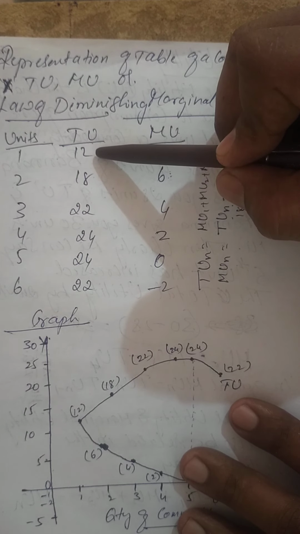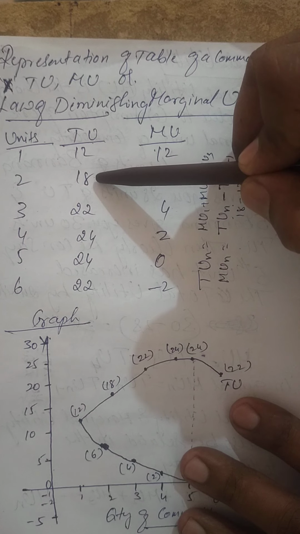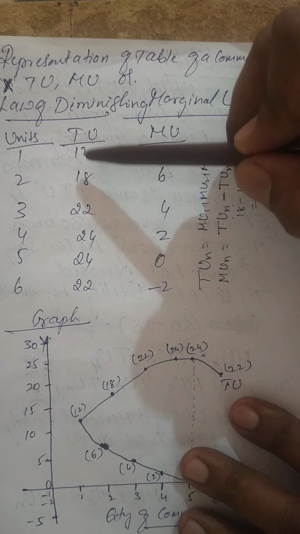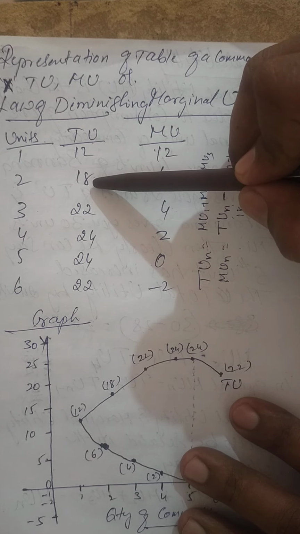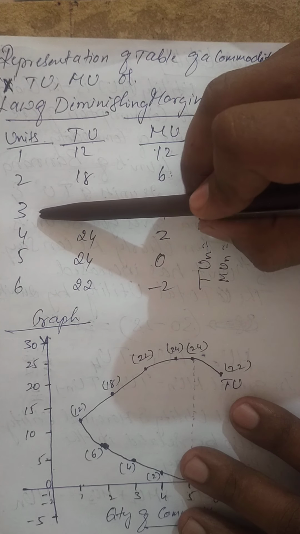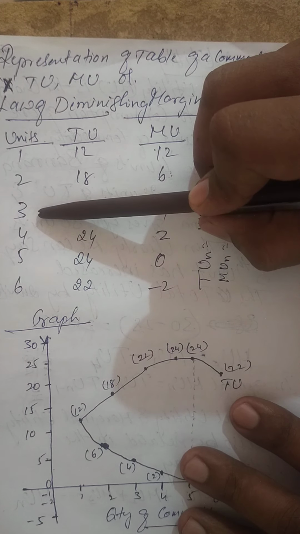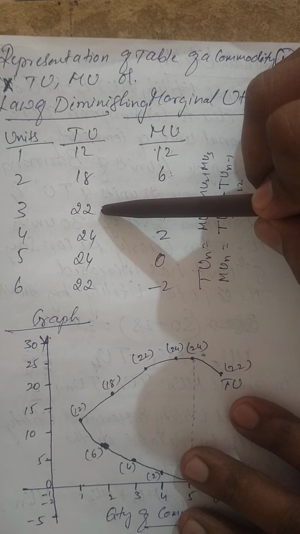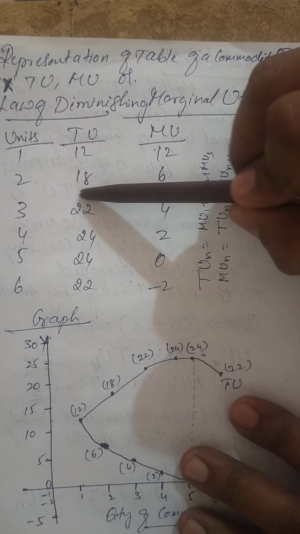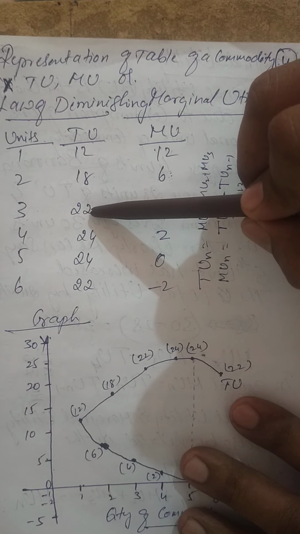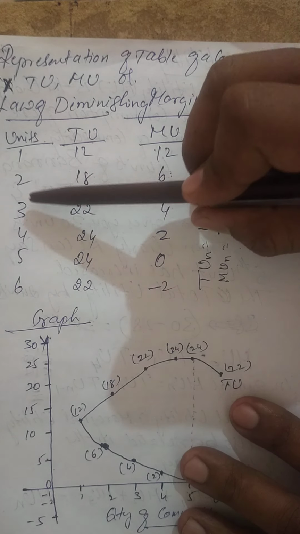Next, if I consume the second piece of apple, I am going to get 18 units of satisfaction. It has increased for me. Okay, I am going to increase my satisfaction level. I'll be happy. When I consume the third unit, it will go to 22 units of satisfaction. That means I will be much happier to have this apple.